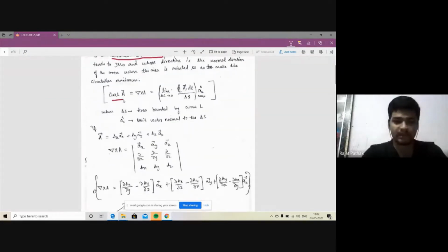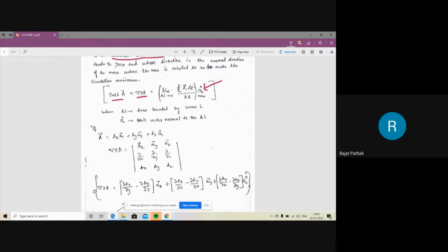Curl of A is denoted by del cross A. It is a cross product with a vector A. Del cross A is equal to the line integral of that vector, the circulation per unit area, when the circulation tends to be maximum. Since curl of A is a vector quantity, we have to denote it with some direction. For the direction purpose, we use the unit vector, and this unit vector must be in that direction where the circulation of vector A is maximum.